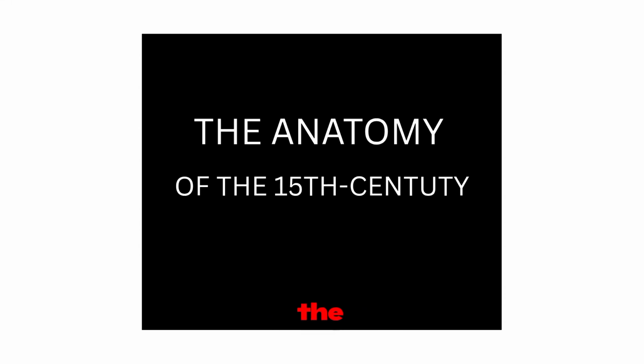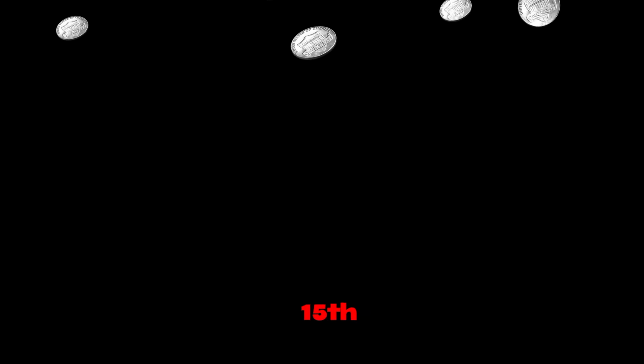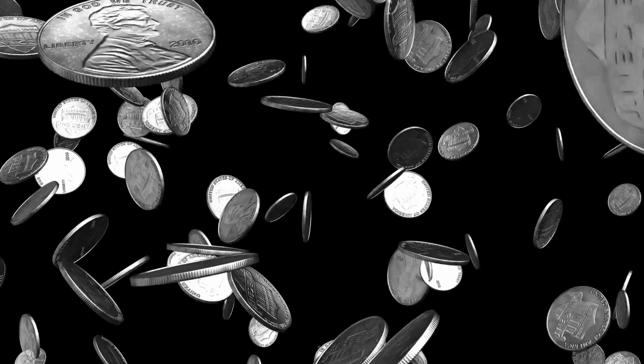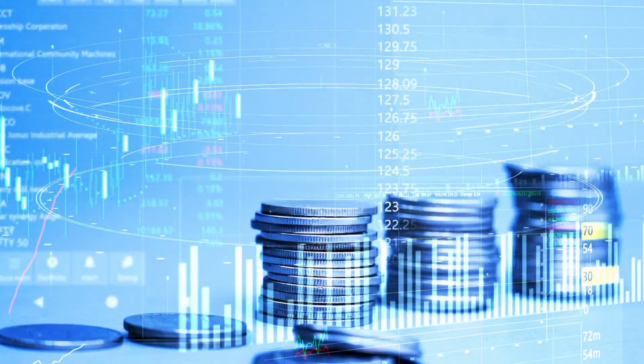The Anatomy of the 15th Century Ledger, the three books that built capitalism. Part 1. The Chaos of the Marketplace.